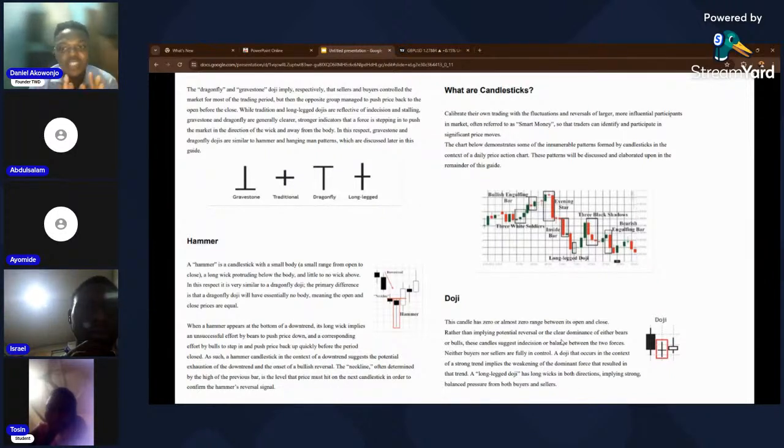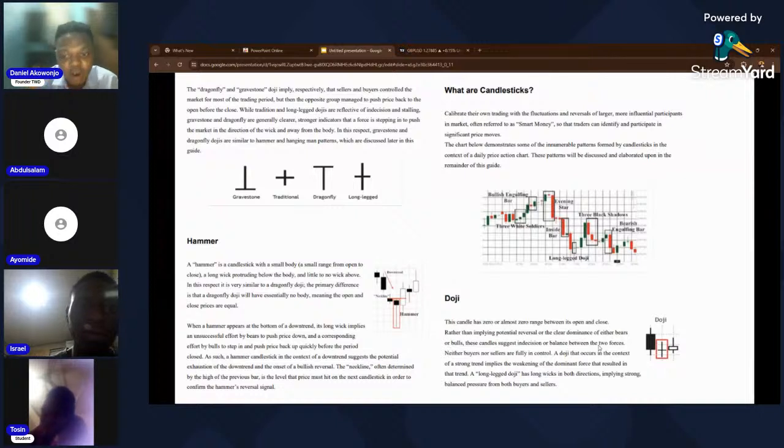So when you see a dodgy candlestick, what do you do? You hold on. You don't just rush into the market, okay? When you see that dodgy candlestick, you hold on. You wait till a good confirmation. What will that confirmation be? Let's continue reading.